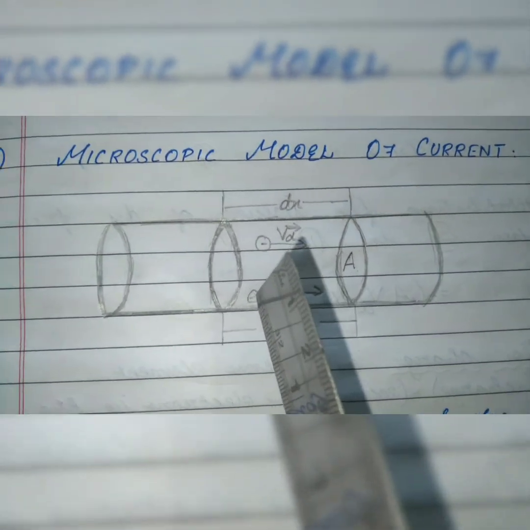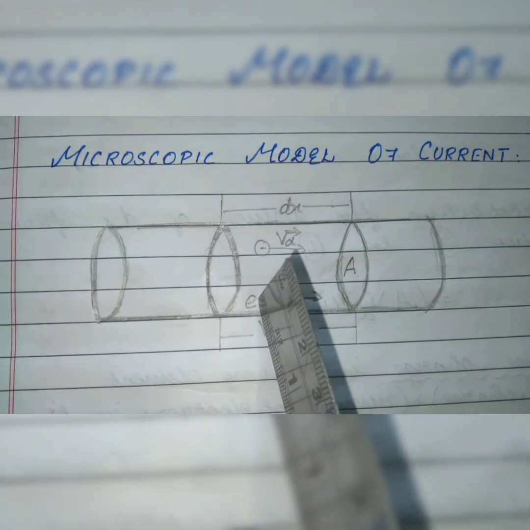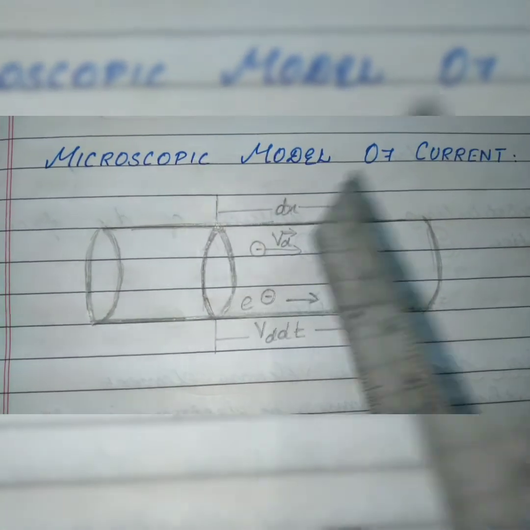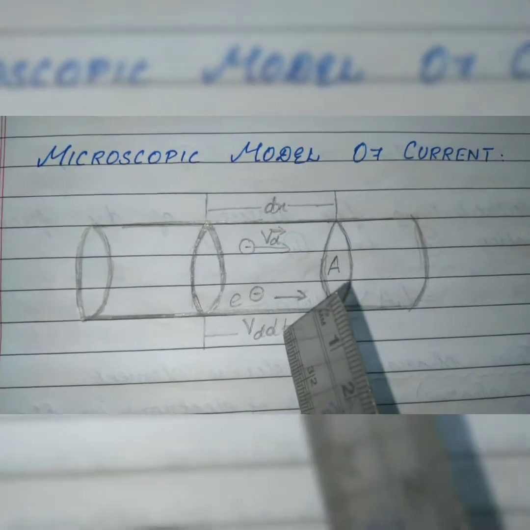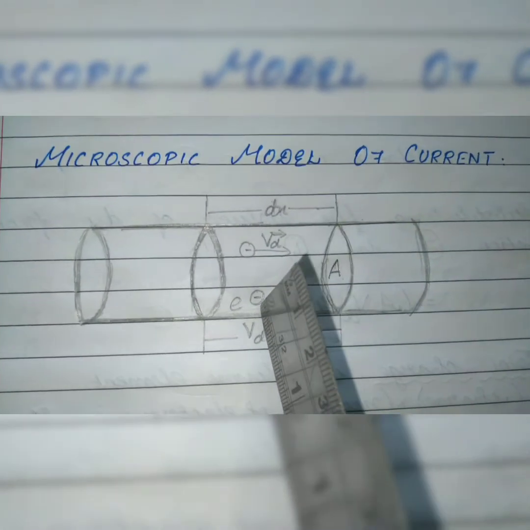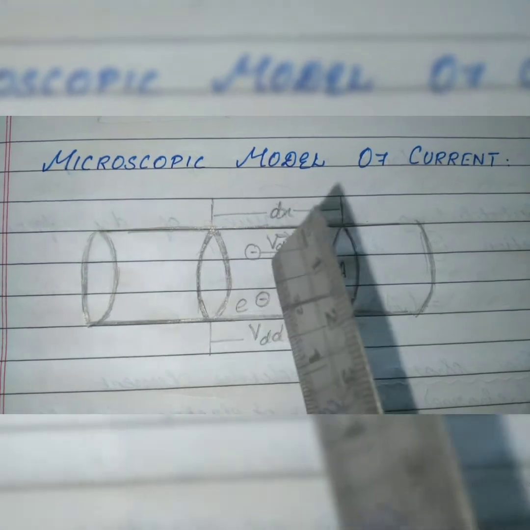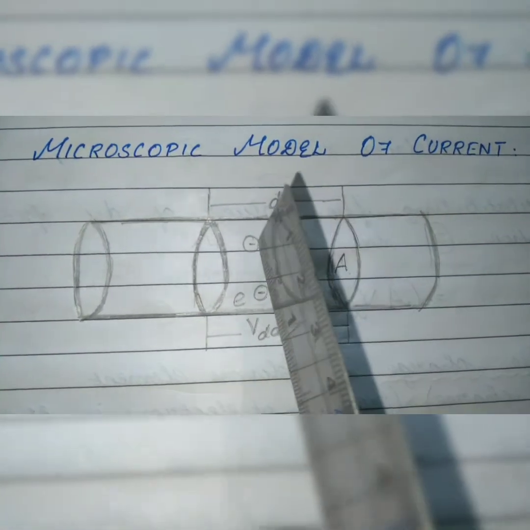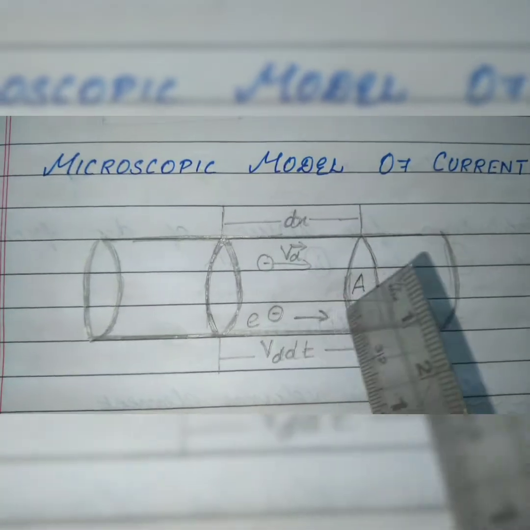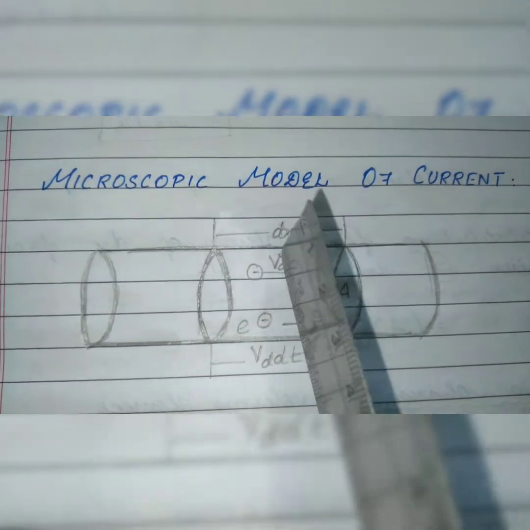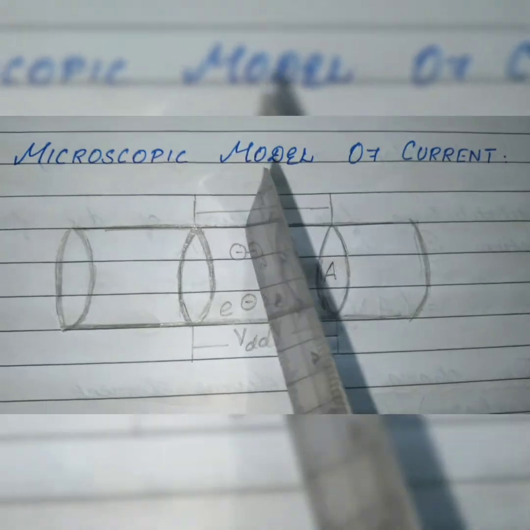So there are n number of electrons and all the electrons move with the same drift velocity Vd vector, okay? This is an electron, this is also an electron and there will be many more electrons but we can write only 2 here, that's enough. And all these electrons move with the same drift velocity Vd vector.